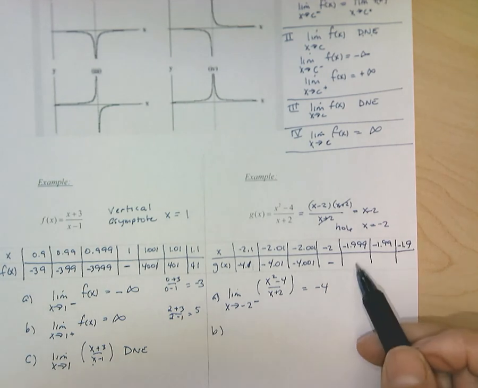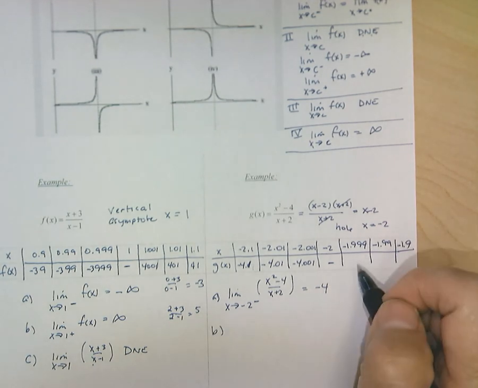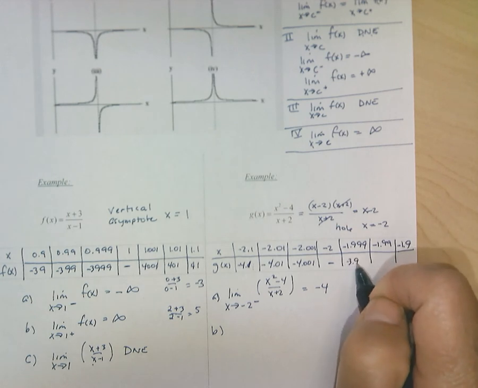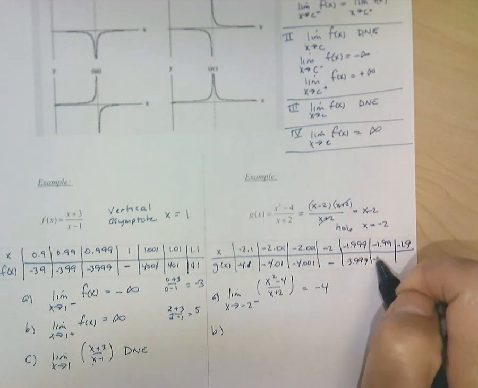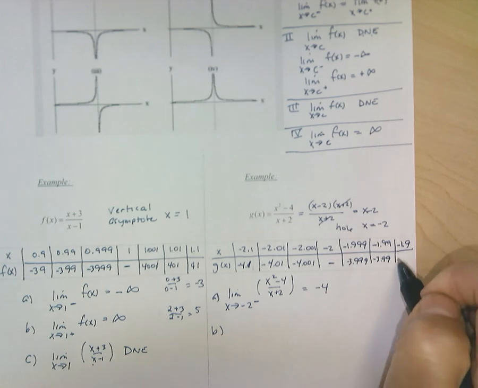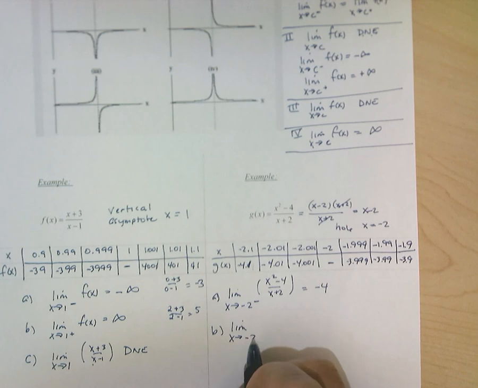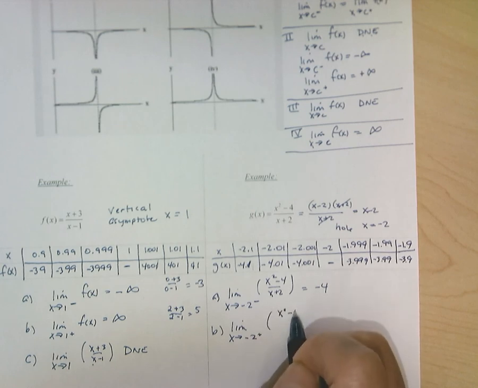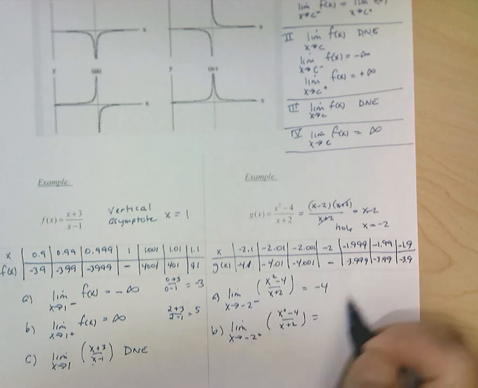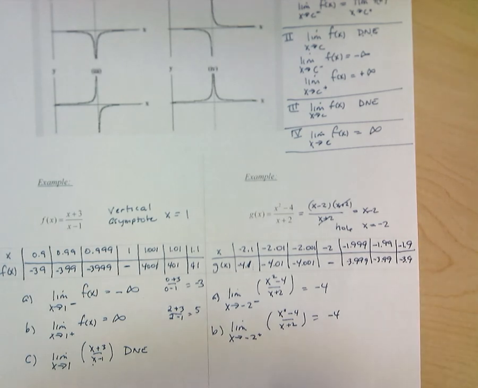If I look at values from the right, I filled these in already. I've got negative 3.999, negative 3.99, and negative 3.9. So the limit as x approaches negative 2 from the right of x squared minus 4 over x plus 2 also is negative 4. So that means the limit exists because the limit from the left and the limit from the right are both the same thing.